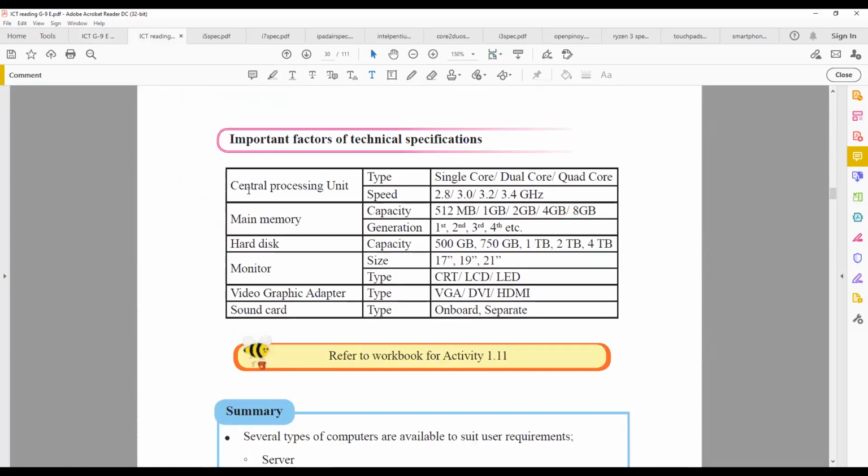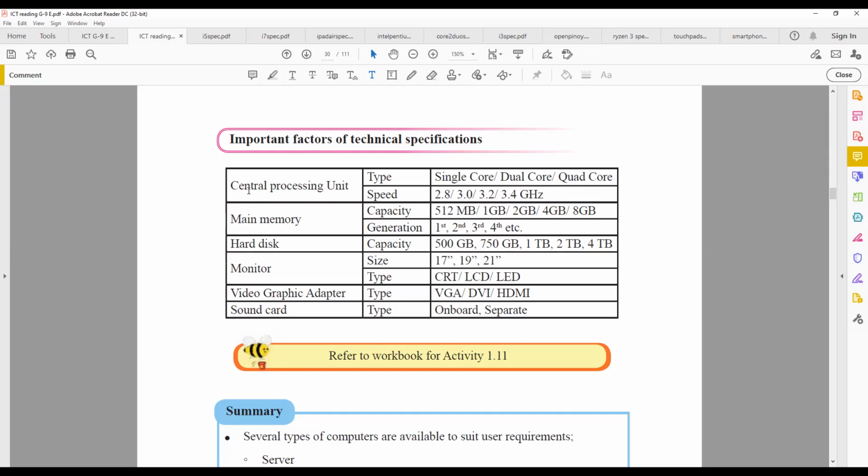Right. Now, important factors of technical specification. So it's given. For example, central processor unit type is very important, whether it's a single core, dual core, quad core. Speed is important, whether it's 2.8, 3, 3.2, 3.4, and so on. Main memory capacity is very important, whether 512 MB, 1 gig, 2 gig, 4 gig, or 8 gig, and so on. The generation of the RAM, first generation, second, third, the latest one, the better and also the more expensive.